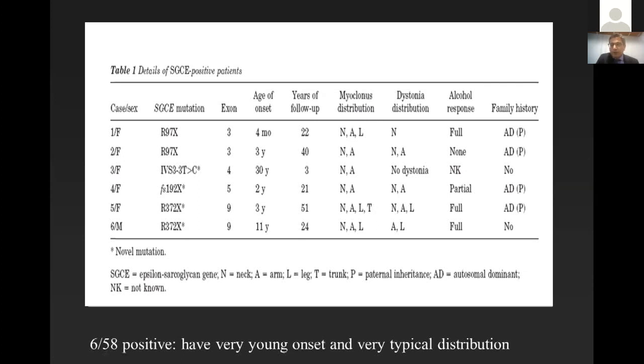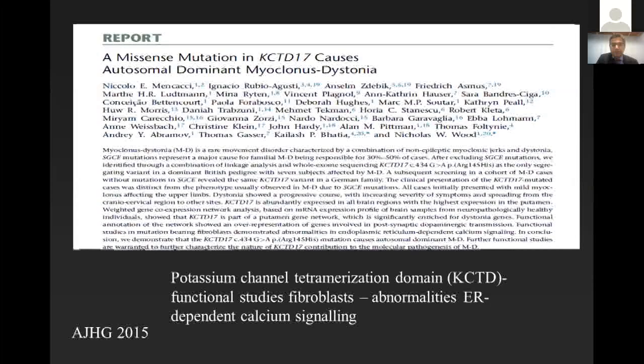They have a very good response to alcohol in most of these patients, and there is an autosomal dominant family history. So it's a very particular phenotype which the epsilon sarcoglycan patients have.